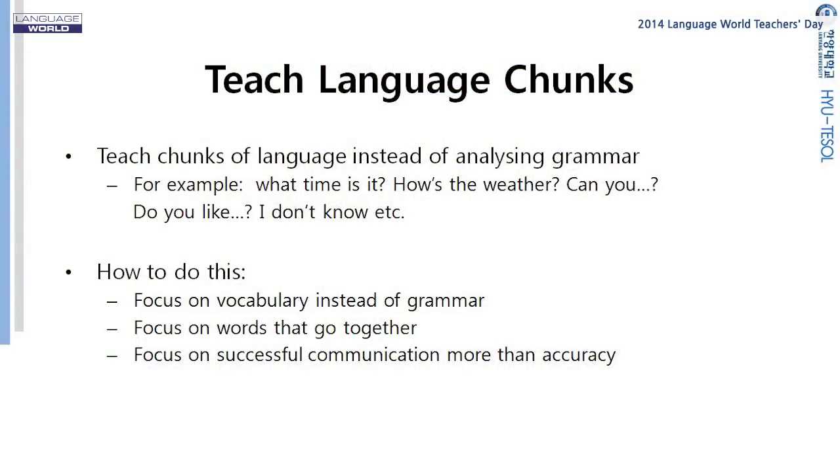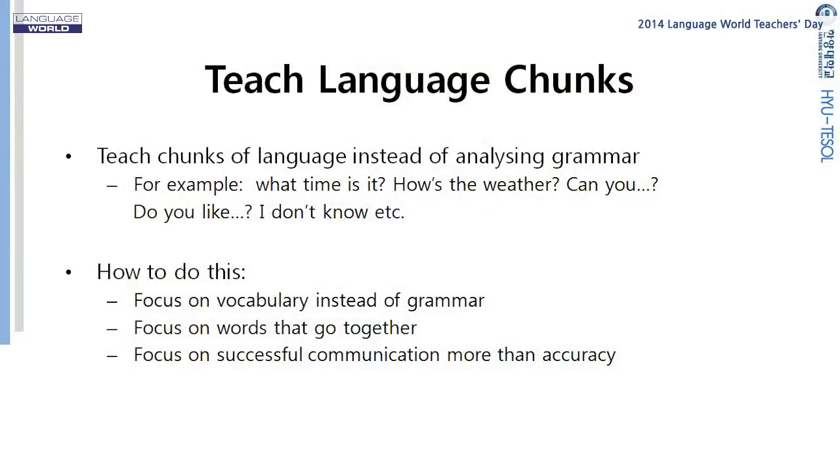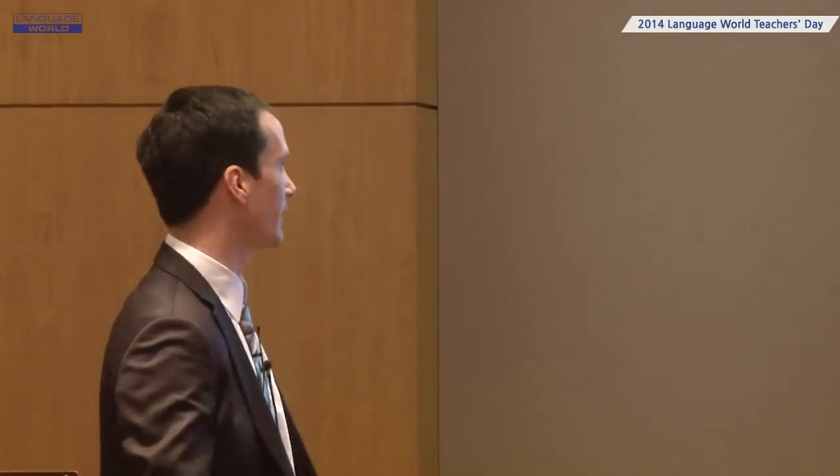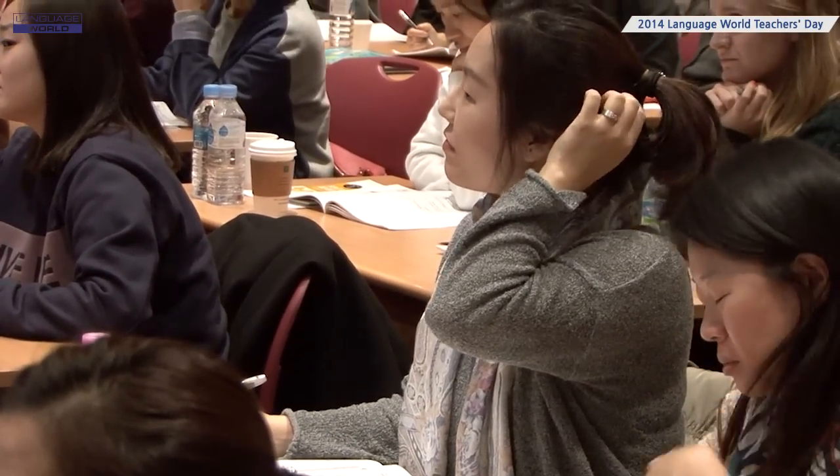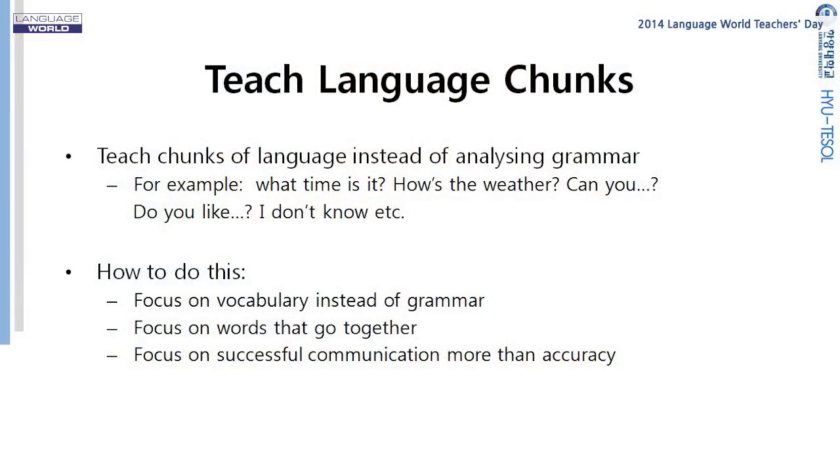Like I said, human beings are amazing pattern recognizers. We are experts at it. If you work enough with the pattern, you'll figure out what's happening. So chunks like "What time is it?" "How's the weather?" "Can you...?" "Do you like...?" are useful to teach, and you don't even have to analyze them. You don't have to explain the whys, especially with younger learners. Just teach them. Let them drill it. Let them work with the patterns, and that'll be enough. Let them get the vocabulary. Focus on words that go together. Fish and chips is the only one that comes to my mind, but there are lots. Teach those words that go together.